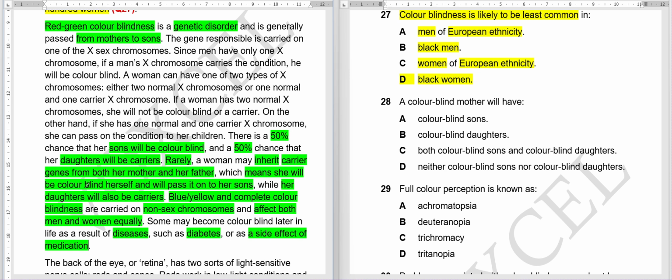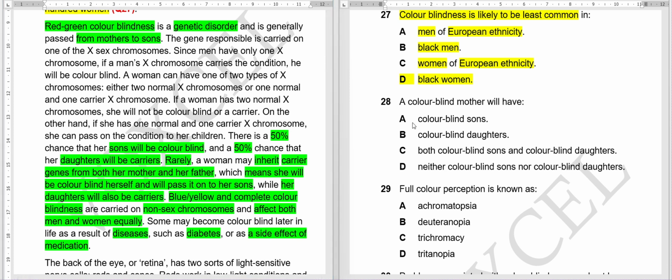But blue yellow or complete color blindness is non-sexual color blindness, so it is not passed because of the genes. It affects both men and women equally. It is caused by some life problems like diabetes, health problems, or because of medication. I hope this paragraph is clear to you.